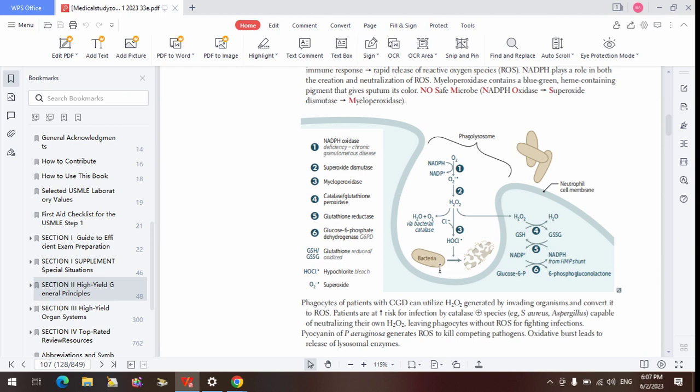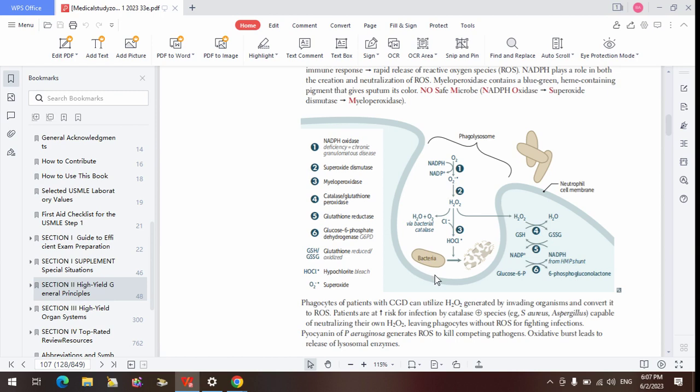Do you guys get what I said? Now, look at a condition. Someone has NADPH oxidase deficiency. If that person has NADPH oxidase deficiency, we are saying the person can develop chronic granulomatous disease. Why? Because the person will not be able to kill off bacteria. So the bacteria will be accumulating, and the macrophages will just be forming granulomas, but they will not degrade it at the end of the day.